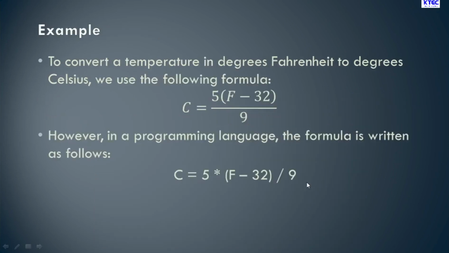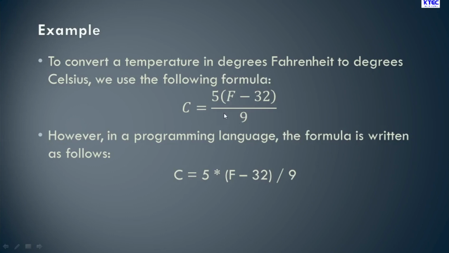Now let's look at some of the things we need to take note of when writing our mathematical operations or formulas in programming. To convert a temperature in degrees Fahrenheit to degrees Celsius, we use the following formula: C = 5 × (F − 32) / 9. Now, what we need to know is this: in programming, this is not possible.